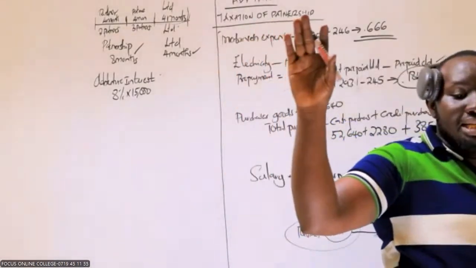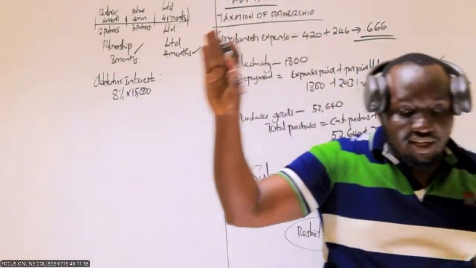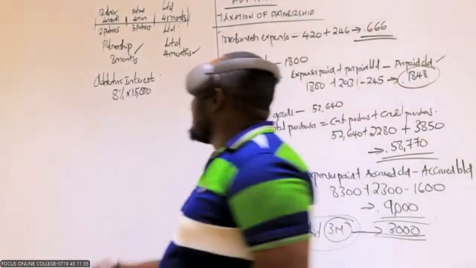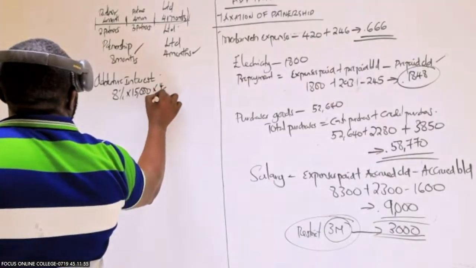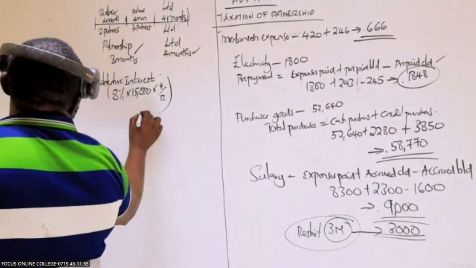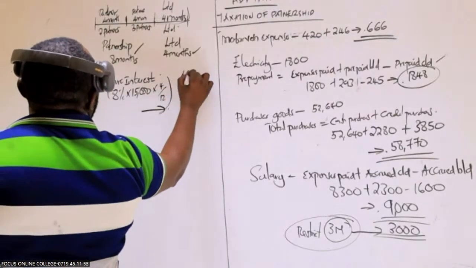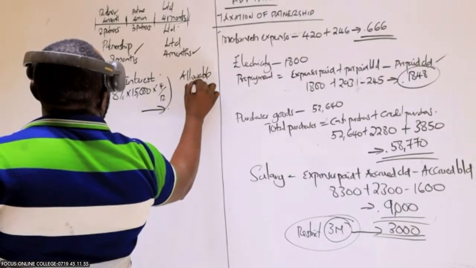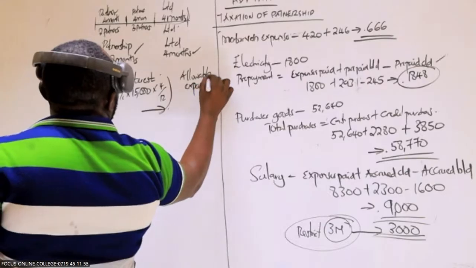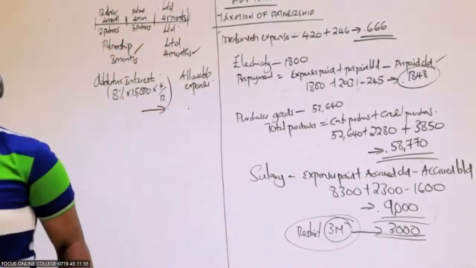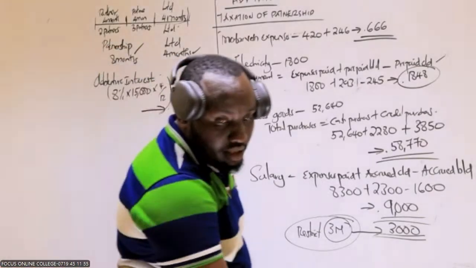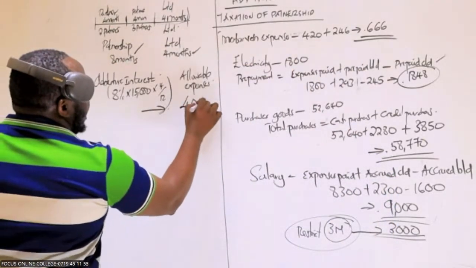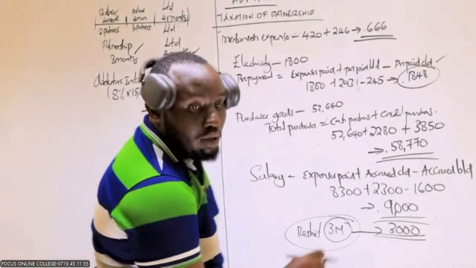For the company, how many months? You can't claim it for the whole year. That's 4 months, times 4 over 12. So what is the debenture interest which is an allowable expense? Give me that allowable expense. So that is 400.